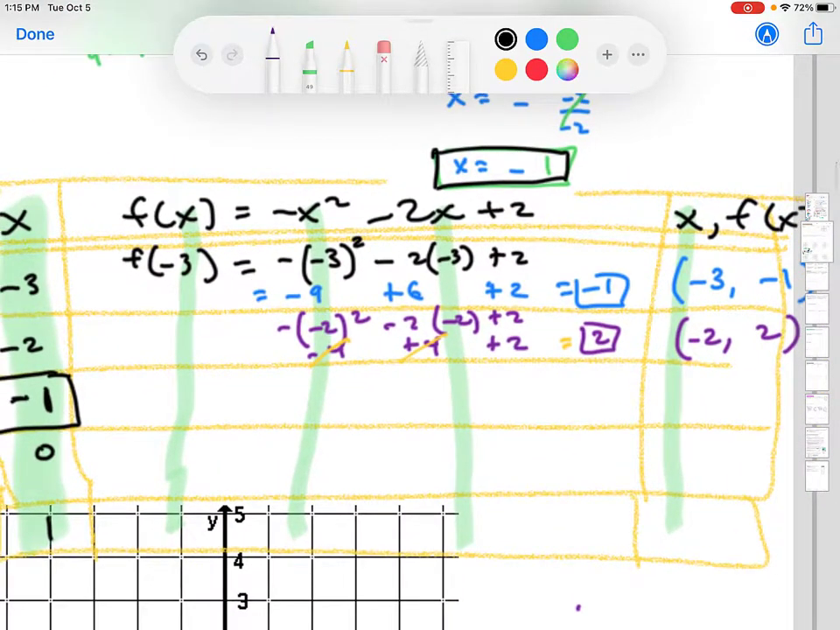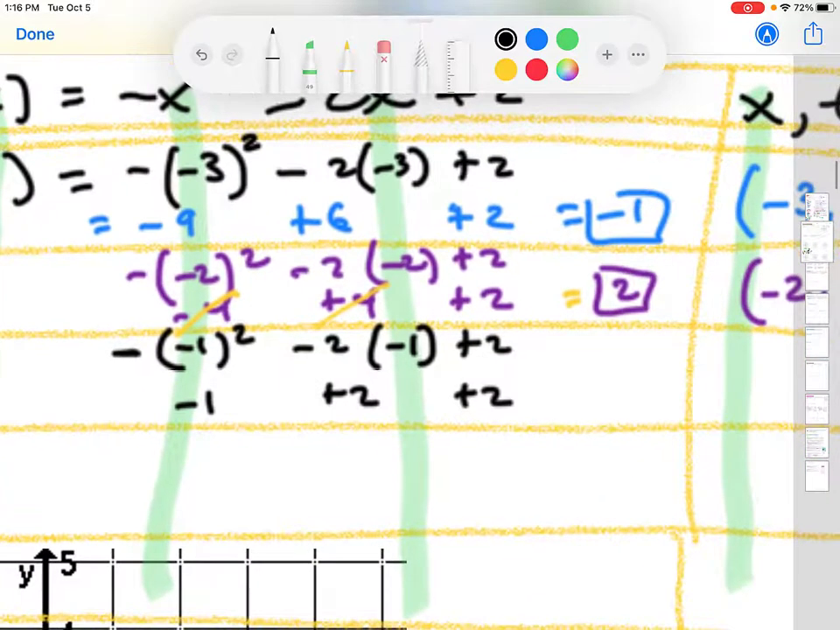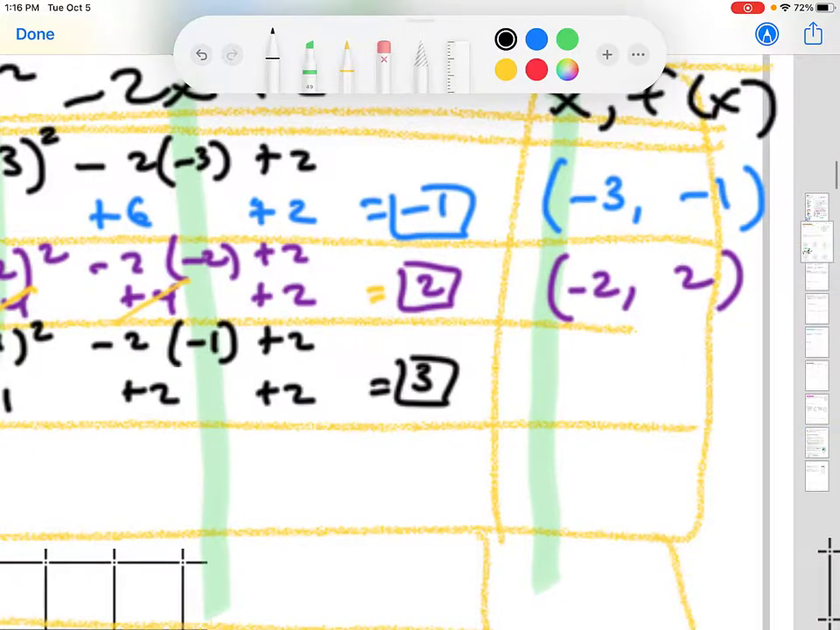All right, let's go ahead and put in negative 1. Negative 1 squared is positive 1, so negative 1. Negative 2 times negative 1 is positive 2, and positive 2. So negative 1 plus 2 gives me positive 3. So negative 1, 3.